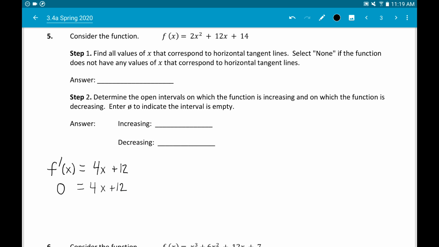And you can solve that for x. So in this case, negative 4x equals 12. Divide each side by negative 4. 12 over negative 4 is negative 3. So we have a horizontal tangent at negative 3. In other words, if we took negative 3 and plugged it into the derivative for x, we would get 0. Okay, so our answer to step 1, any values of x that correspond to horizontal tangents, negative 3.